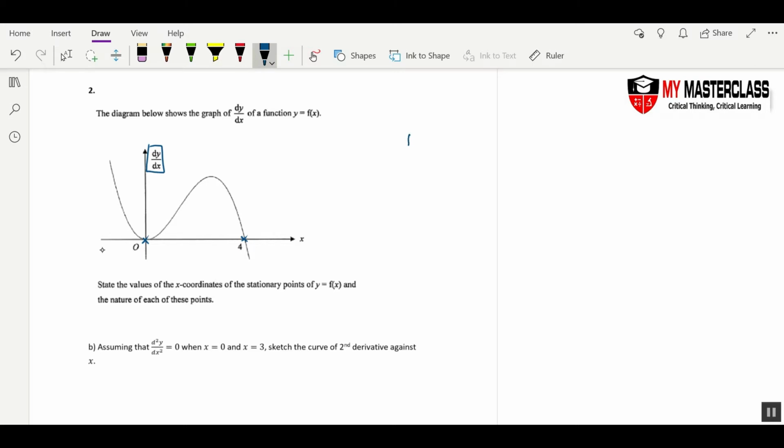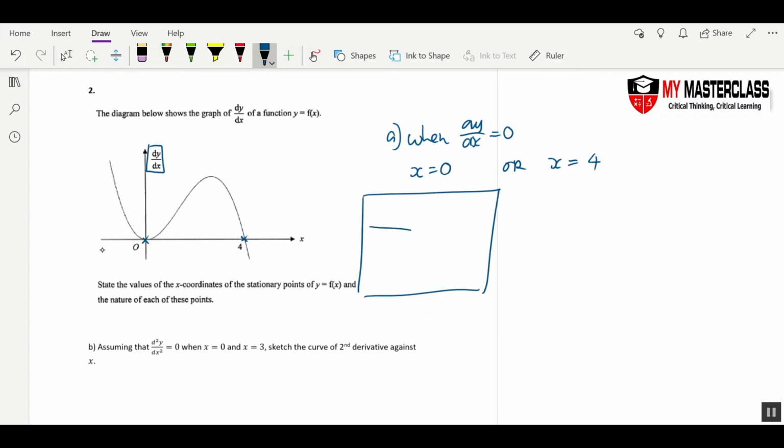Same thing, so A, when dy dx equals 0, what are the two values? First, x equals 0. The other one is x equals 4. Yeah. Do a first derivative table. Now, as time goes by, if you feel that you're comfortable not doing the first derivative table, it's okay. It's not a requirement to do it, but it definitely will help you to understand.